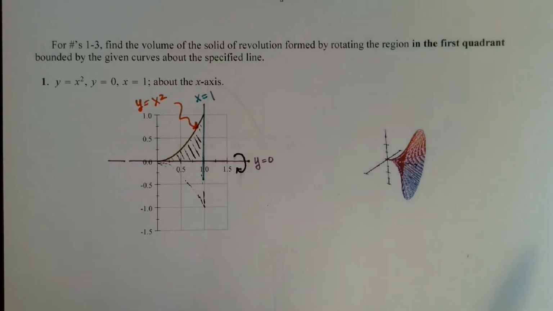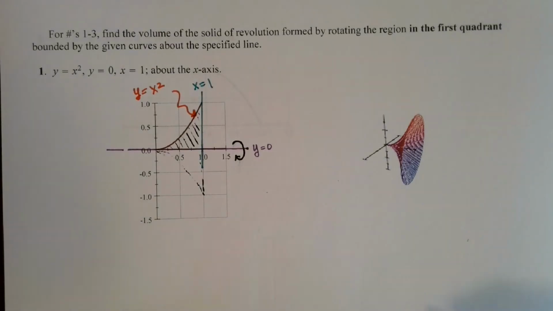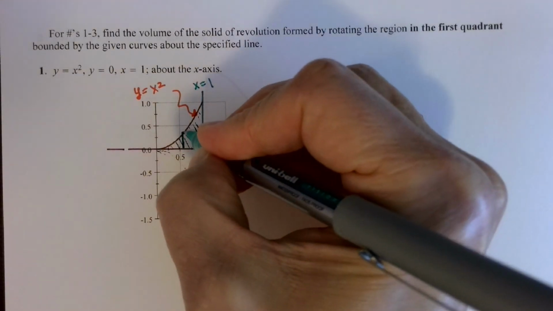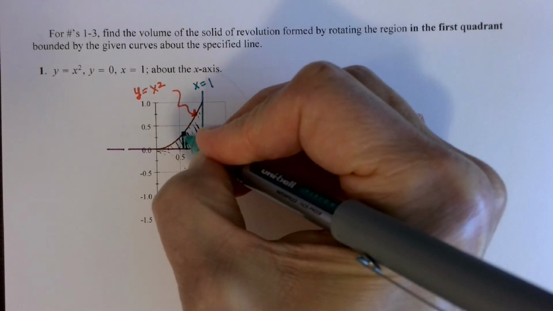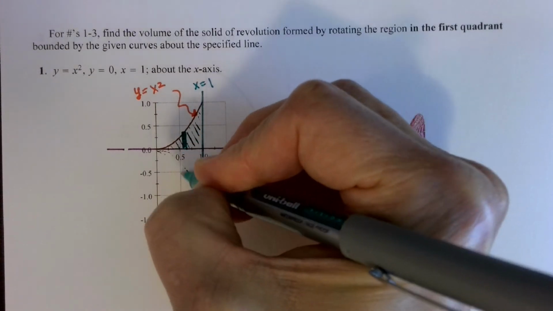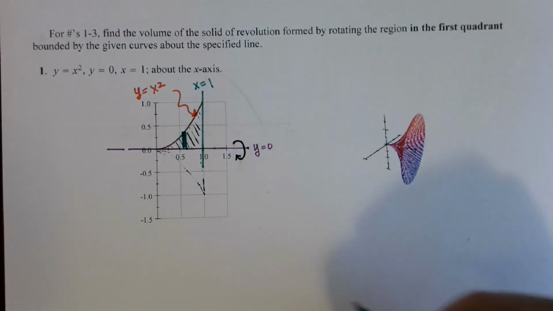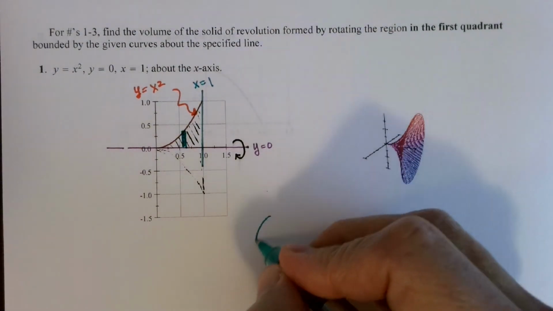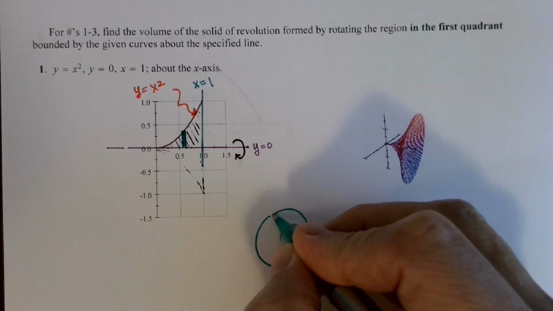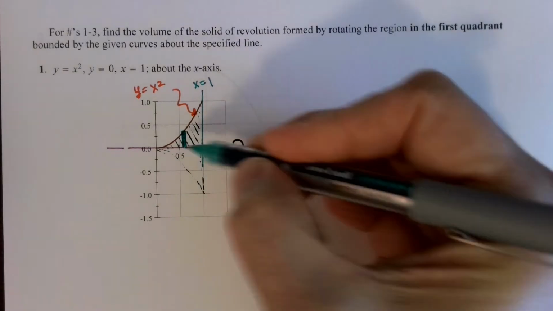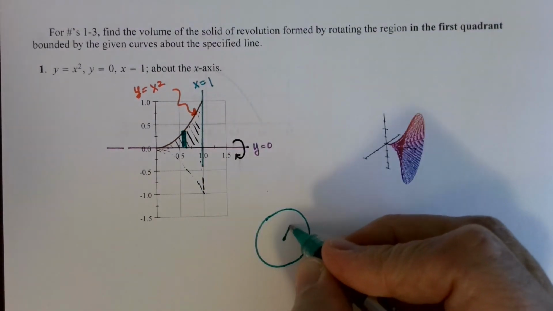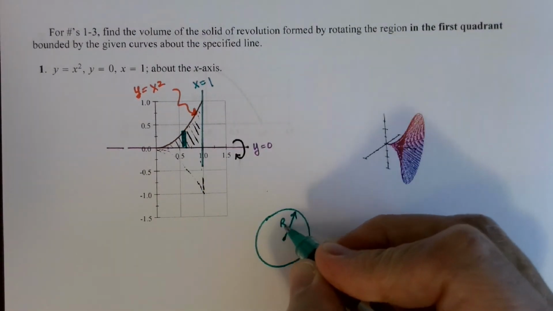So when we do this, though, how do we set this up again? Remember, we're going to do an arbitrary interval here where we'll have this rectangle, and we're going to rotate this rectangle about the x-axis, about y equals 0. And of course, what do we get? We get a circle for our cross section. So looking at it this way, this would rotate around. We get a circle, and again, our radius is r.